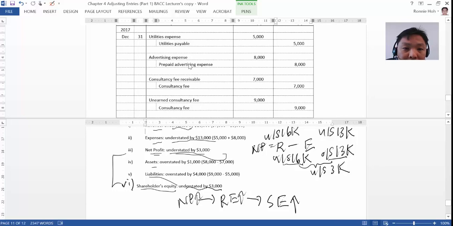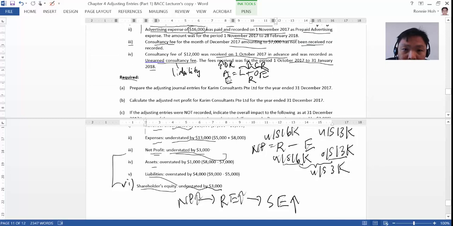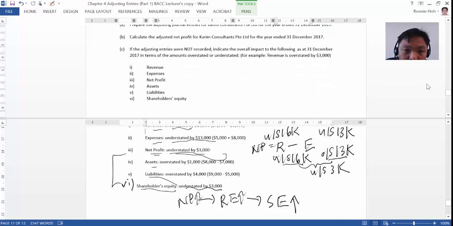First one is prepaid advertising expense, because prepaid advertising expense is an asset because you are prepaying something. So the person owes you this service, right? The advertising service. So that's why it's the asset. Here you credit. Now to credit an asset means what? Increase or decrease? Decrease, right? Because remember, if you look at the double entry system, asset to increase is debit. So if you credit, it means you decrease.